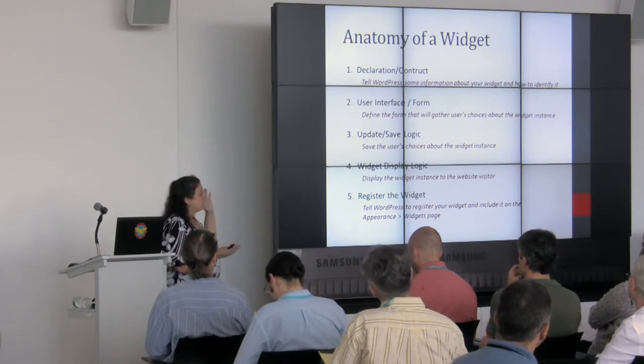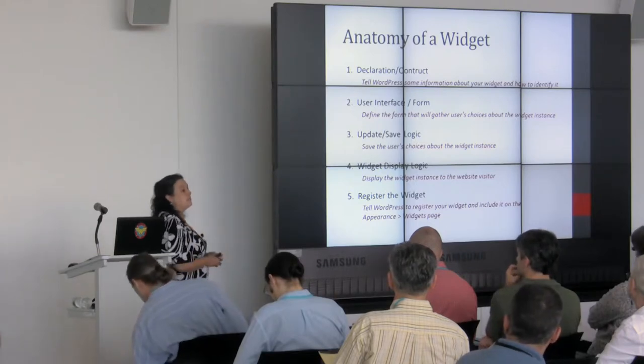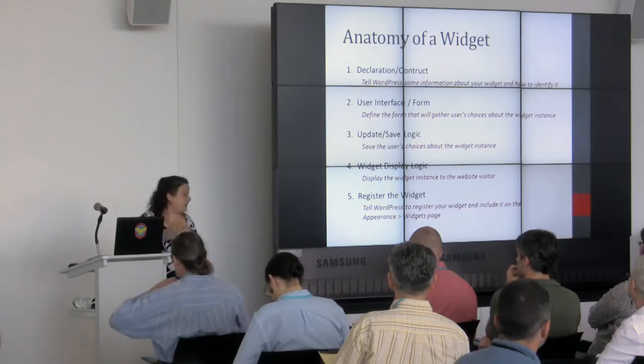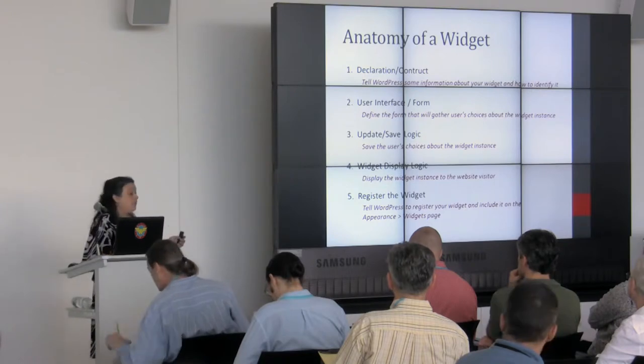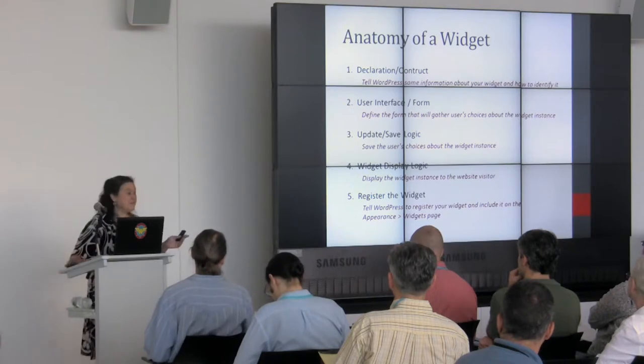So the first four steps create the widget. The fifth one tells WordPress, oh yeah, go ahead and stick my widget in the appearance widget area. And if you're having trouble with your widget, you can just comment out that one line while you keep working on it, and it will disappear.